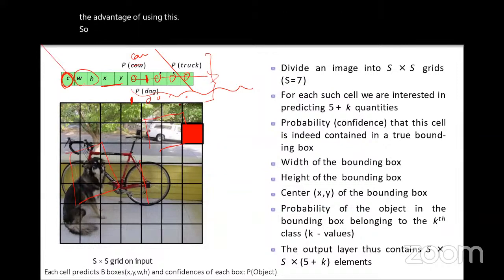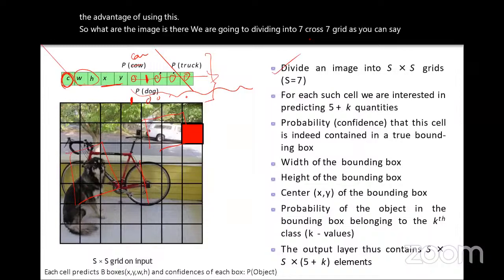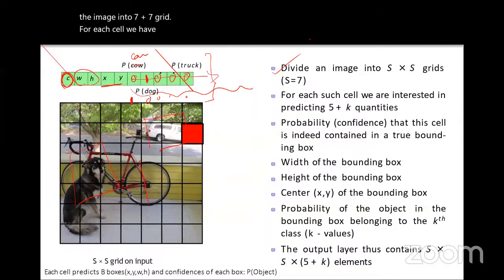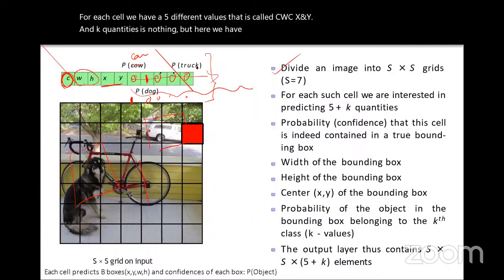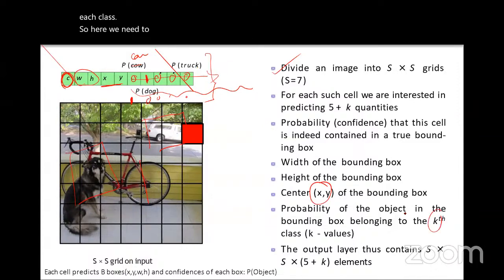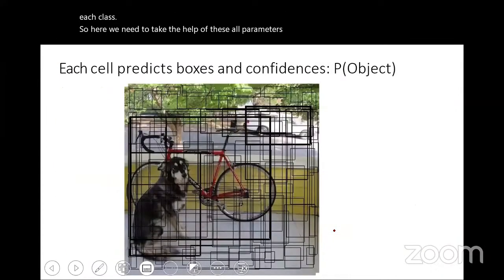So whatever the image is, we are going to divide it into a 7x7 grid. As you can see, divide the image into a 7x7 grid. For each cell, we have 5 different values, that is C, W, H, X and Y. And K quantities is nothing but the K number of classes you can consider. So here we are trying to calculate the probability of confidence of each class. Here we need to take the help of all these parameters to estimate. So what are the things we are trying to estimate?